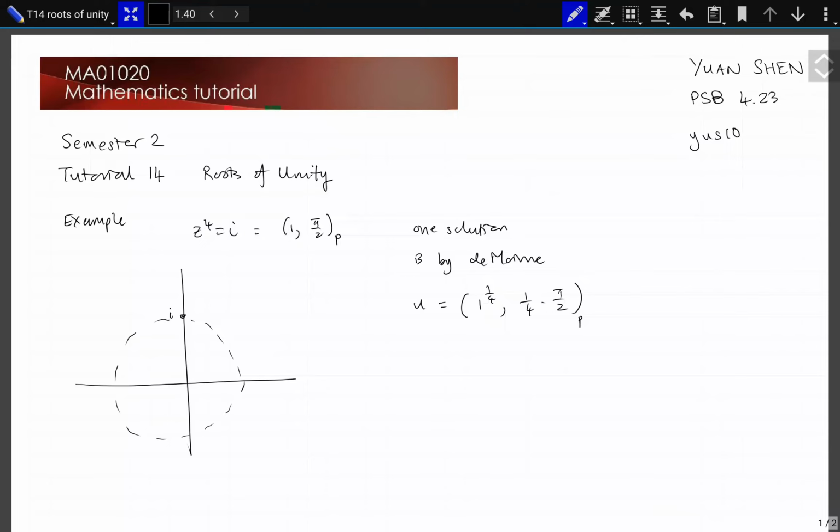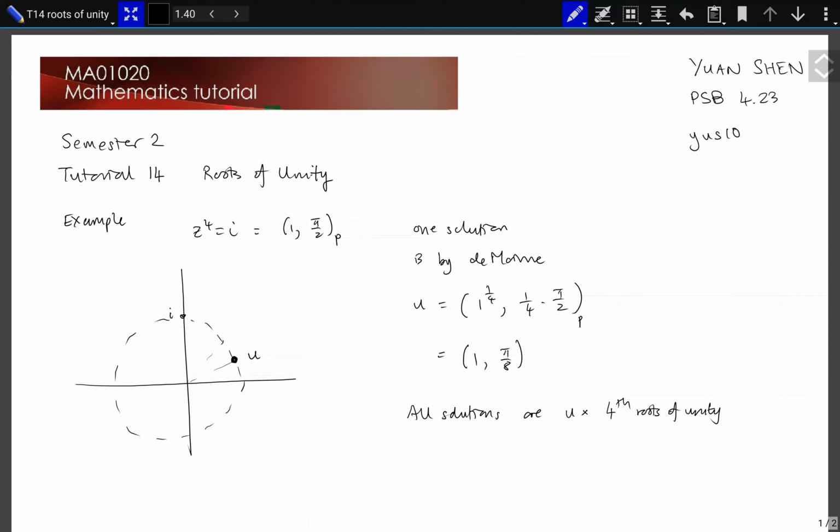So here, this is also equal to (1, pi by 8). So what we have is that, if that's pi by 4, pi by 8 is about here. There's one solution, there's u. And all the solutions are u times the 4th roots of unity.